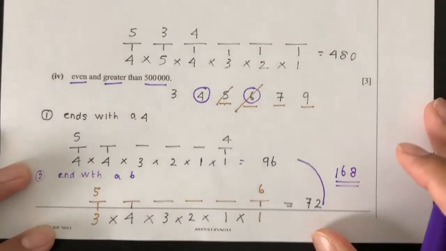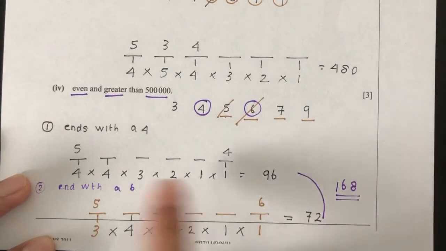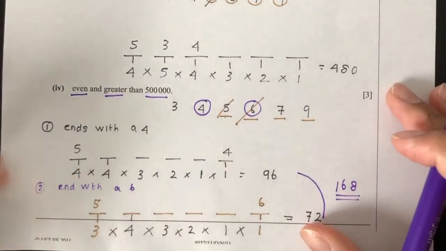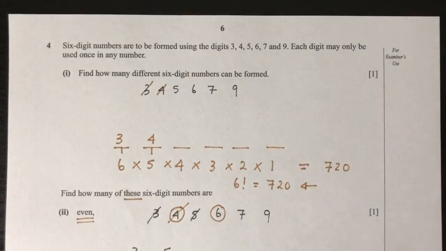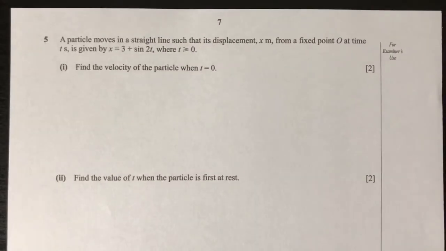So just to recap, whenever you have 2 conditions together in one question, you have to do them one by one, case by case, to find the number of possibilities. And that will be your question number 4. Now let's move on to question number 5.